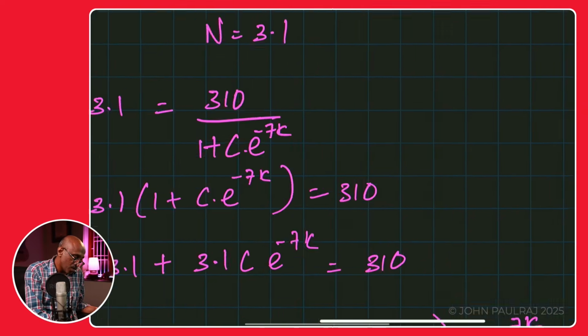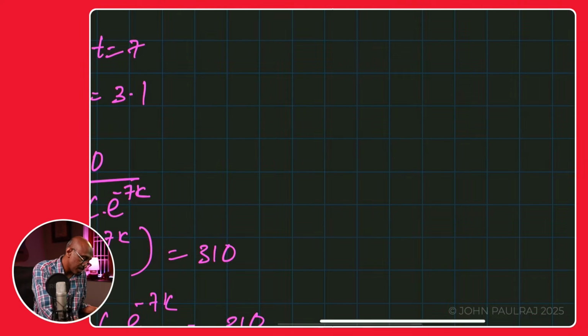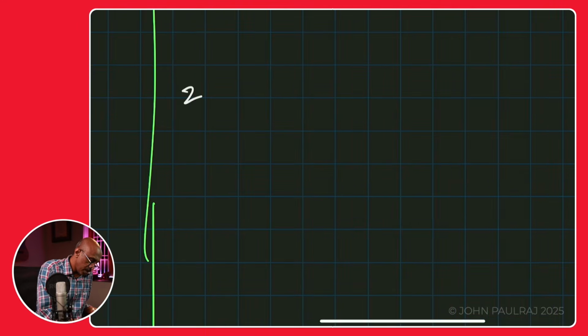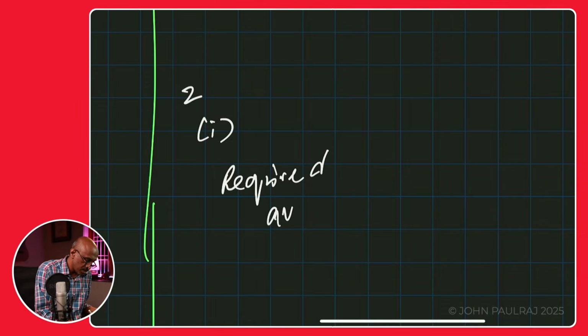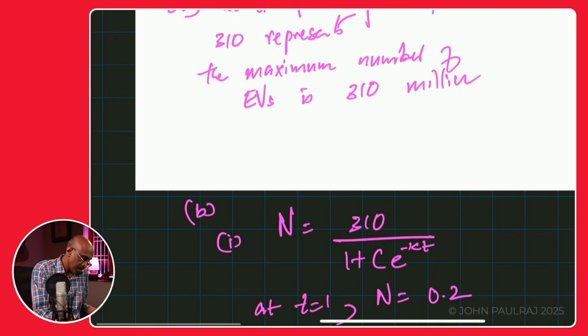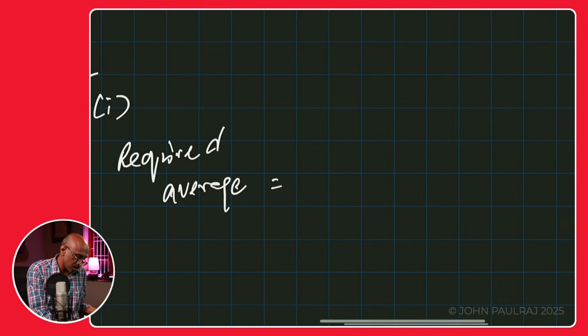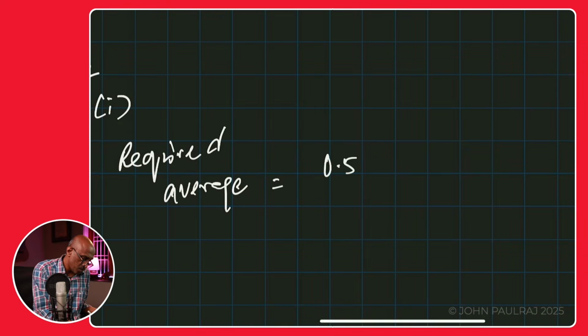I have to scroll down all the way. Can I just go across? Yeah, maybe that's a better idea. So this is 2i, and we can write down required average. That's a nice word to keep in mind. Required average is basically the two values that we have, 0.54 and 0.22, divided by 2, because it's across 2 years. So 0.54 minus 0.22, divided by 2.